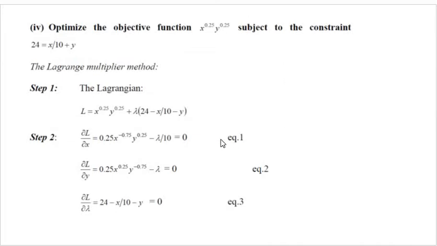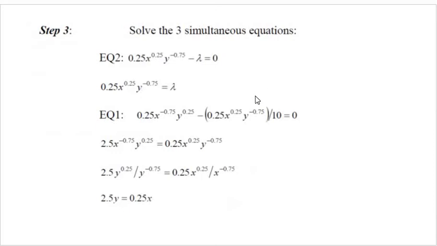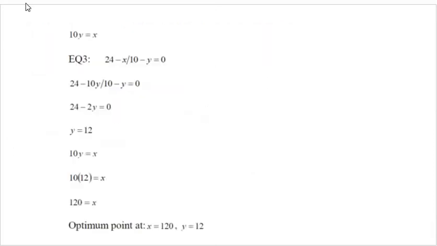This is another example. So solve the system of equations. So we get the optimum point at x equal to 120 and y equal to 12.